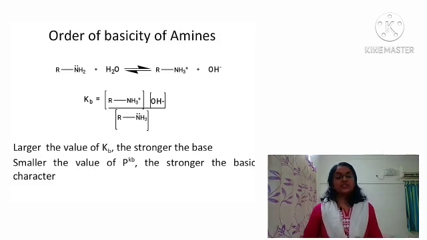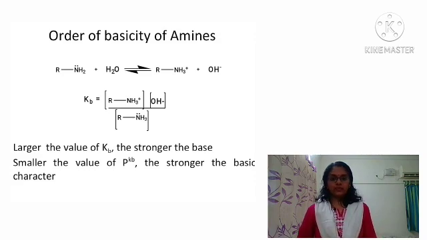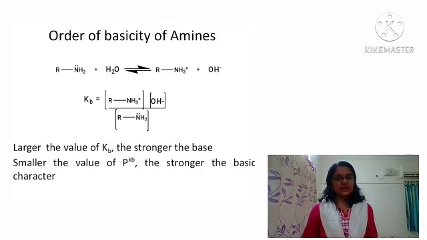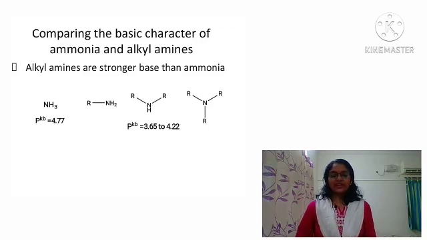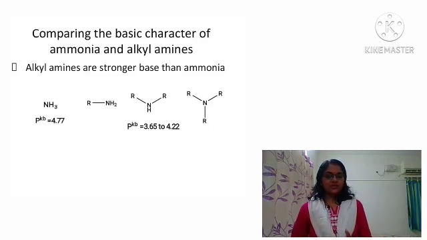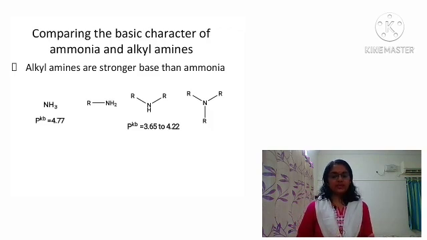Similarly, we can express this in terms of pKb. pKb is equal to the negative logarithm of Kb. So if Kb is high, its basic character is high. Similarly, if pKb is high, it will be least basic in nature since it is the negative logarithm of Kb. Next we can compare the basic character of ammonia with alkyl amines. Alkyl amines means primary, secondary and tertiary amines. So we are comparing the basic character of ammonia and primary, secondary and tertiary amines.